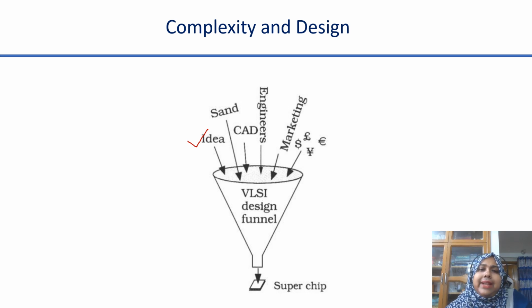Then the sand. Now you may be curious why we are using sand. The sand is actually silicon dioxide. You are going to read about the details of producing silicon from silicon dioxide. Our chips are made of silicon, and the silicon used in a chip is made from silicon dioxide. So silicon dioxide, or sand, is a very crucial material in this system.